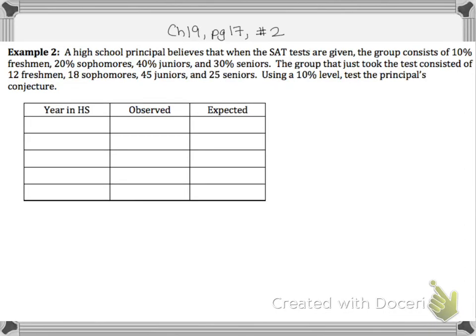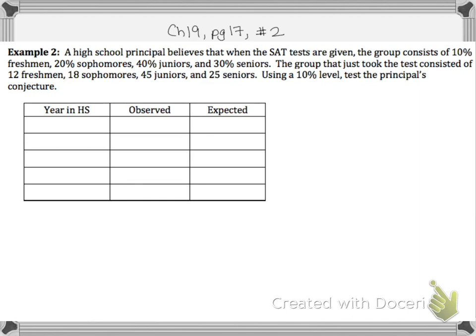Okay, here we are for example 2 from chapter 19, and we're given a totally blank table, so it's our job to completely fill this thing in. So let's go ahead and look at the scenario that we're provided here. A high school principal believes that when the SATs are given, the group consists of 10% freshmen, 10% sophomores, 40% juniors, and 30% seniors. The group that just took the test consisted of 12 freshmen, 18 sophomores, 45 juniors, and 25 seniors. Using a 10% level, test the principal's conjecture.